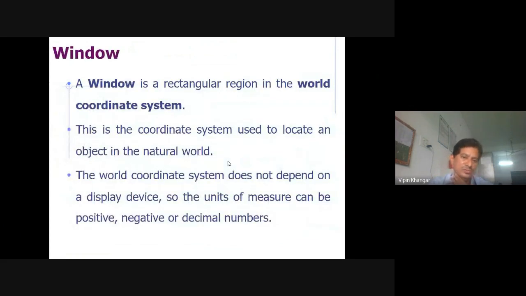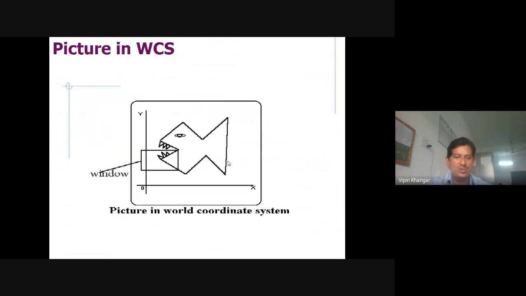Now this is the window, a rectangular region in the world coordinate system. This is again one of the pictures taken in the world coordinate system. This particular rectangle is known as a window, because the world is infinite. When I talk about infinite, don't understand only the positive x and positive y. It also has negative x and negative y, because we are talking about the infinite from minus to plus.